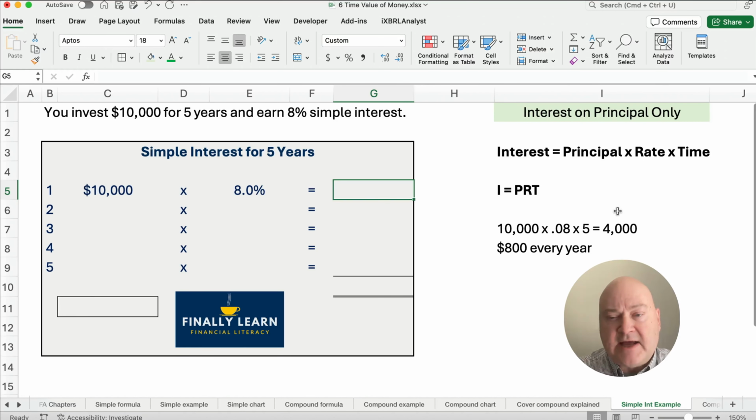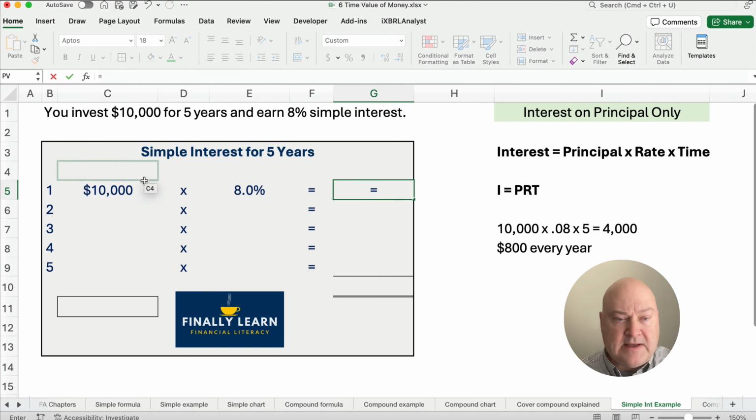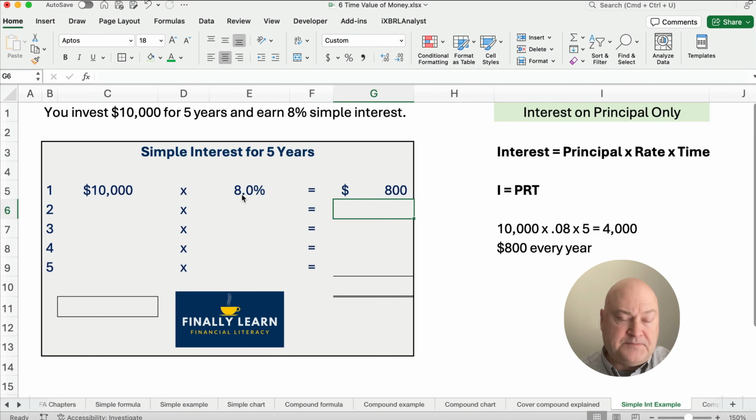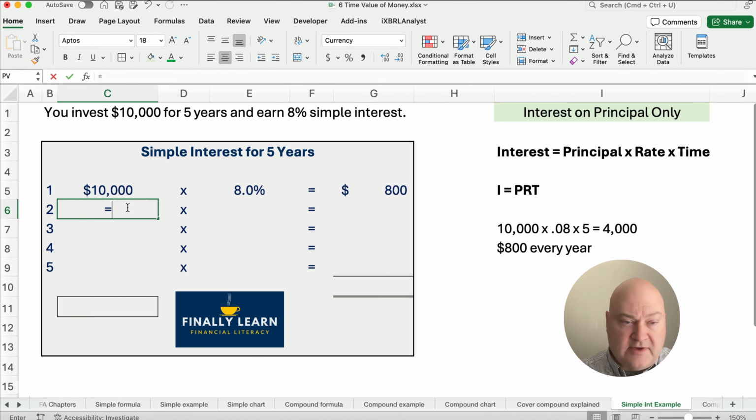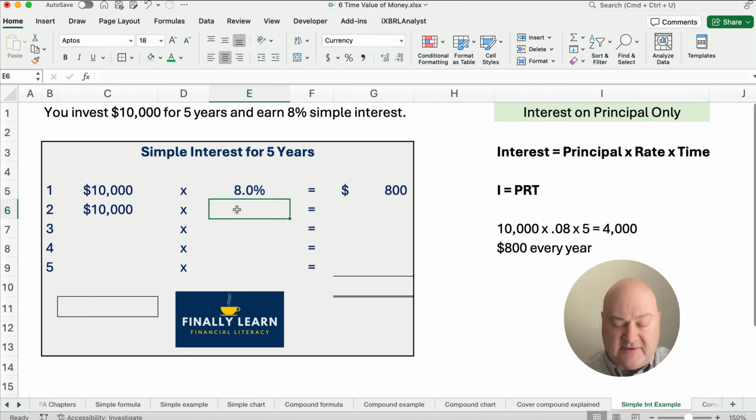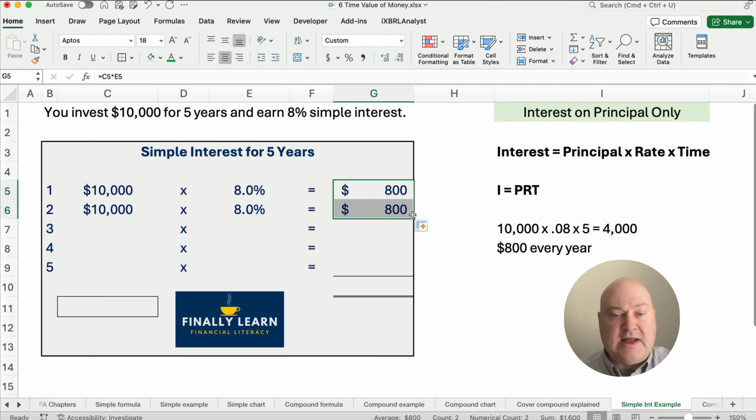Now, to understand compound interest, let's give an example of simple interest first. Here's the formula for simple interest: principal times rate times time, or I equals PRT. But let me show you what would happen if we invested $10,000 for 5 years at 8% interest. Then we would take the $10,000 times the 8% and we'd get $800. Now, year 2, we would do the same $10,000 times the same 8% and we'd get the same $800.